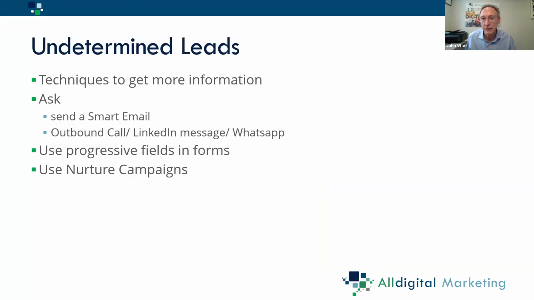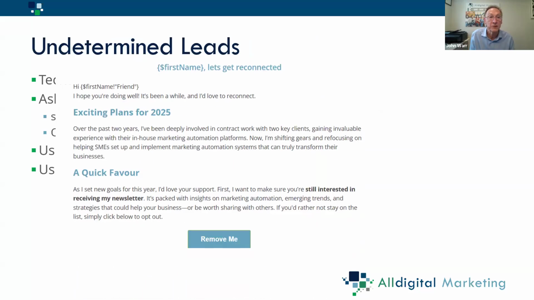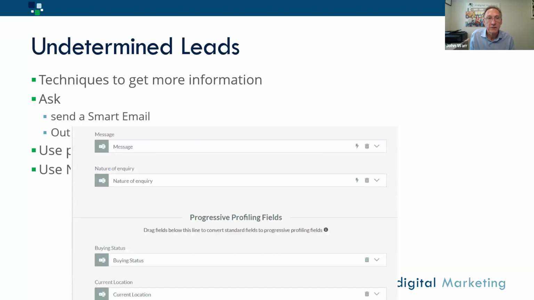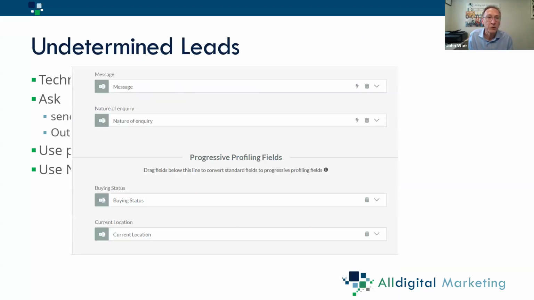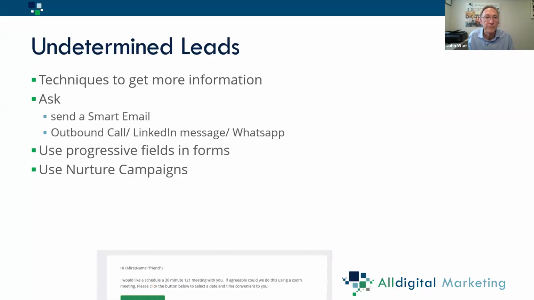So if we have undetermined leads, what do we do? If you have an undetermined lead, you don't know where they are, it's just a name, address, and an email that's come in, then the first simple technique is to get more information. So ask them, send them a smart email, make an outbound call, send a LinkedIn message, WhatsApp, whatever you need. Use progressive forms in fields. So I'll just show you here. So the progressive form. What you can do is every time they complete a new form, you ask them another question, adding it on to the previous questions. So you can start with the minimum information first and then add more on.